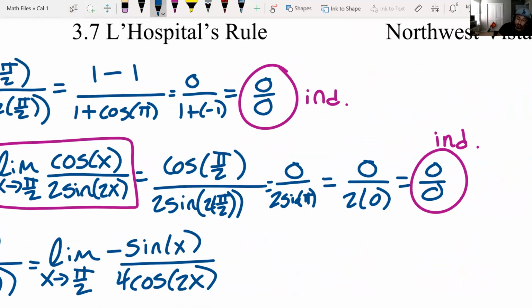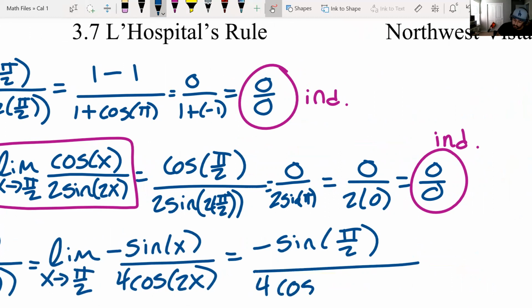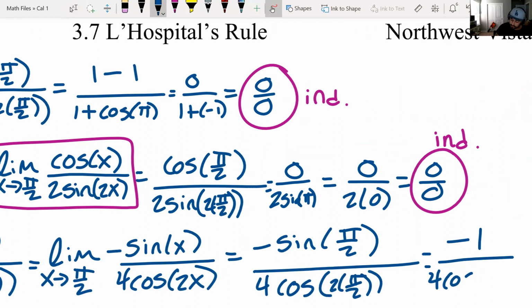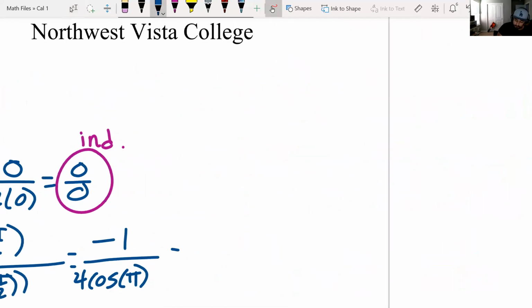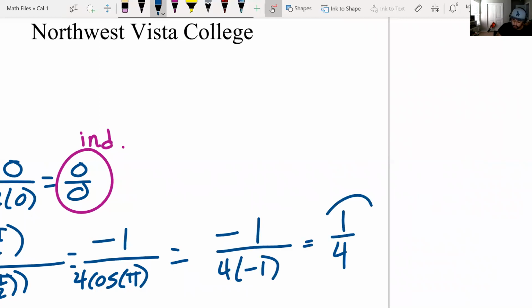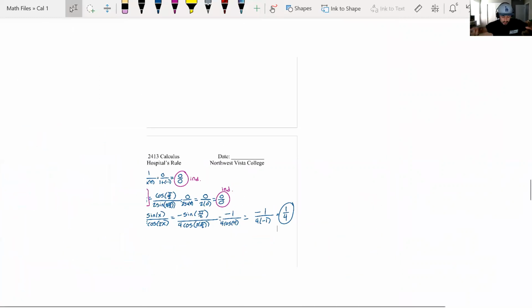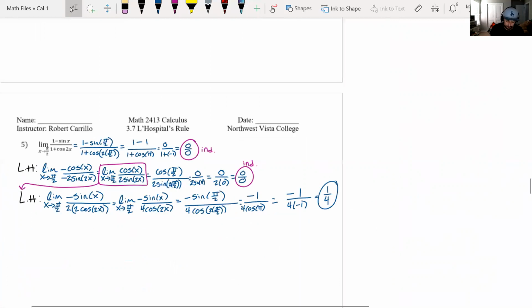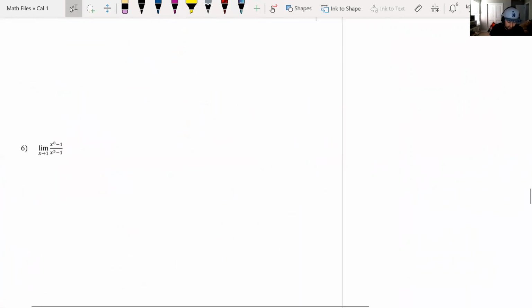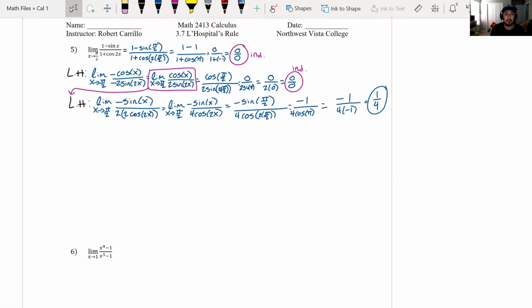Plug in pi over 2. Hopefully we have it this time. Negative sine of pi over 2 over 4 cosine of 2 times pi over 2 gives me negative 1 over 4 cosine of pi, which gives me negative 1 over 4 times negative 1, which gives us 1/4. Okay. There's that. Hooray, fun.